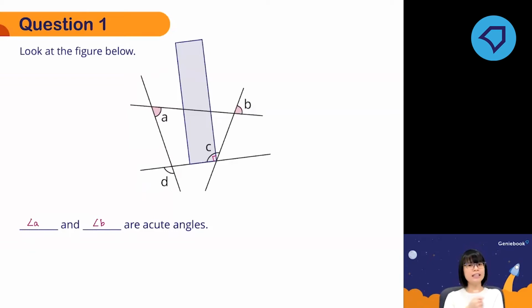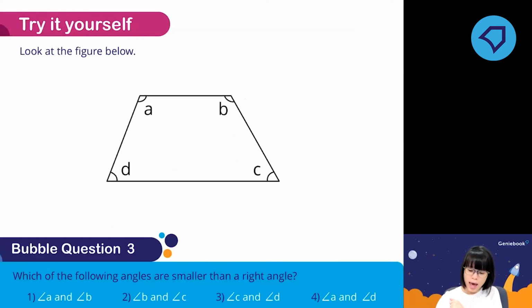Are you guys ready to earn some bubbles? The next few questions will just be identifying acute angles and obtuse angles. Let's take a look at bubble question number 3. Which of the following angles are smaller than a right angle? If you have your ruler, you can put your ruler onto your screen, onto this picture, and identify for me which two are acute angles. You have 1 minute. Options launching in 3, 2, 1.